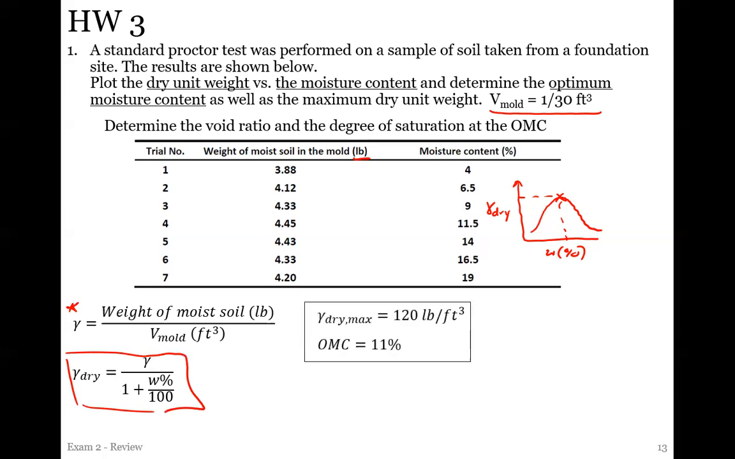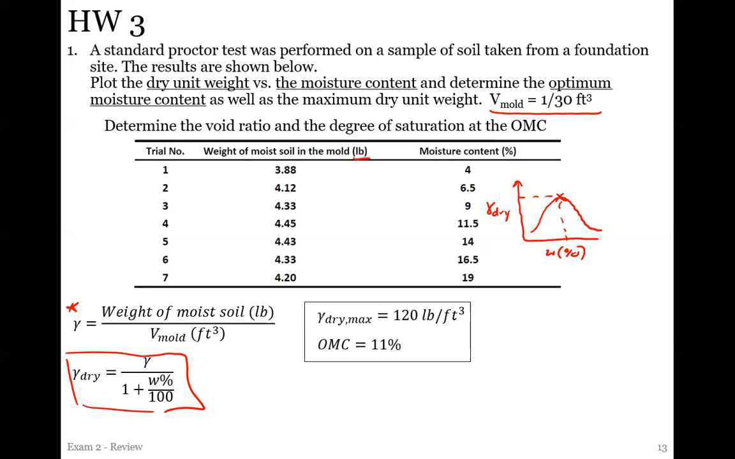You'd see that the gamma dry max is around 120 pounds per cubic foot, and the optimum moisture content should be around 11. So this is just looking at the curve. You're not actually setting a function or anything. So it's all based off of eyeballing it.